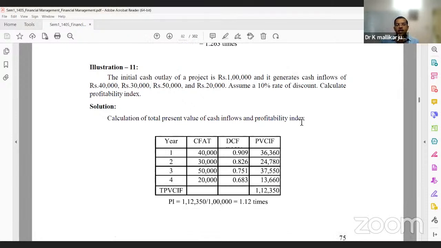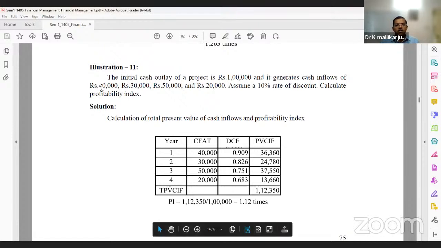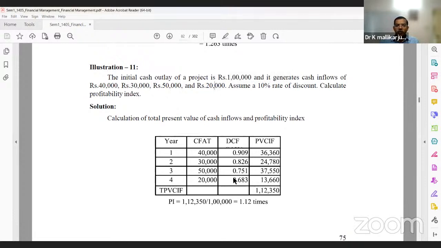The initial cash outlay of the project is 1 lakh rupees. And it generates cash inflows of rupees 40,000 in the first year, second year 30,000, third year 50,000, fourth year 20,000. So we'll take these cash flows after tax. Now the discount factor at 10%. Now we are multiplying these two, similar to the NPV method. We are multiplying these two.